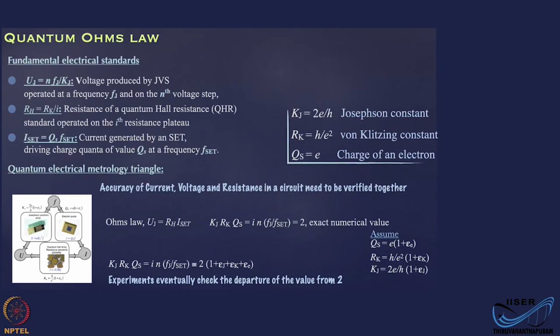Now, if you combine these three in one circuit, that means you have voltage, resistance and current, then you can get some version of Ohm's law. But here everything is defined by quantum transport phenomena, so we refer to that as quantum Ohm's law. In this case, the voltage is developed by a Josephson junction, the resistance is of a quantum Hall standard, and the current is due to a single electron standard. If you combine these three using these relations, you get Kj, Rk, Qs. Kj is the Josephson constant, Rk is the quantum Hall resistance constant or von Klitzing constant, and Qs is the electronic charge. If you combine all these three, this will give you 2, an exact numerical value.